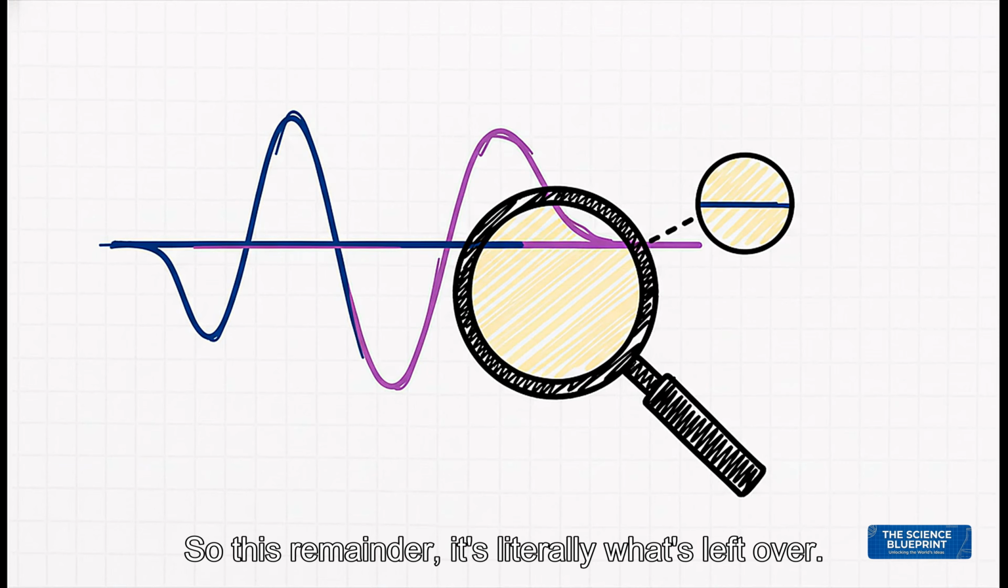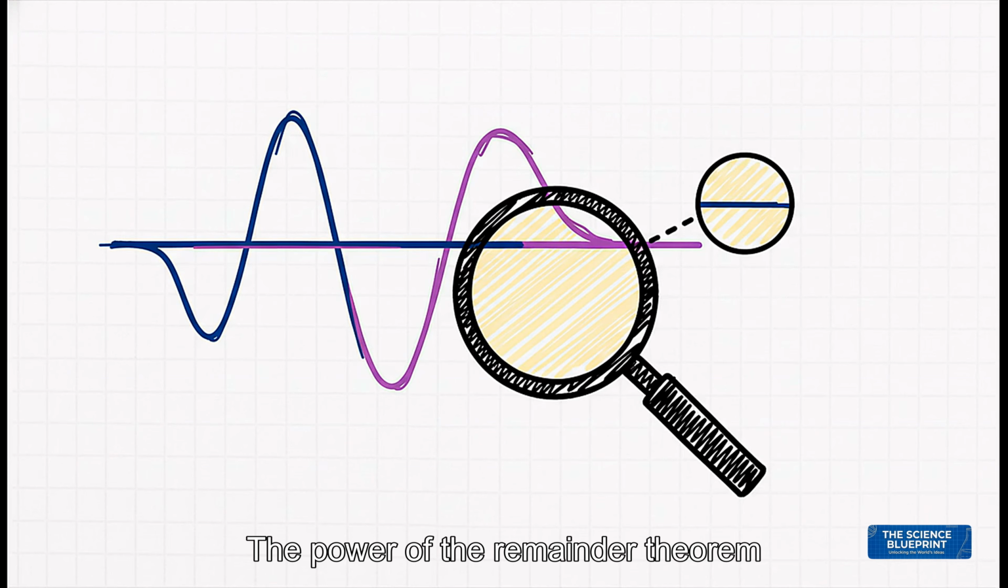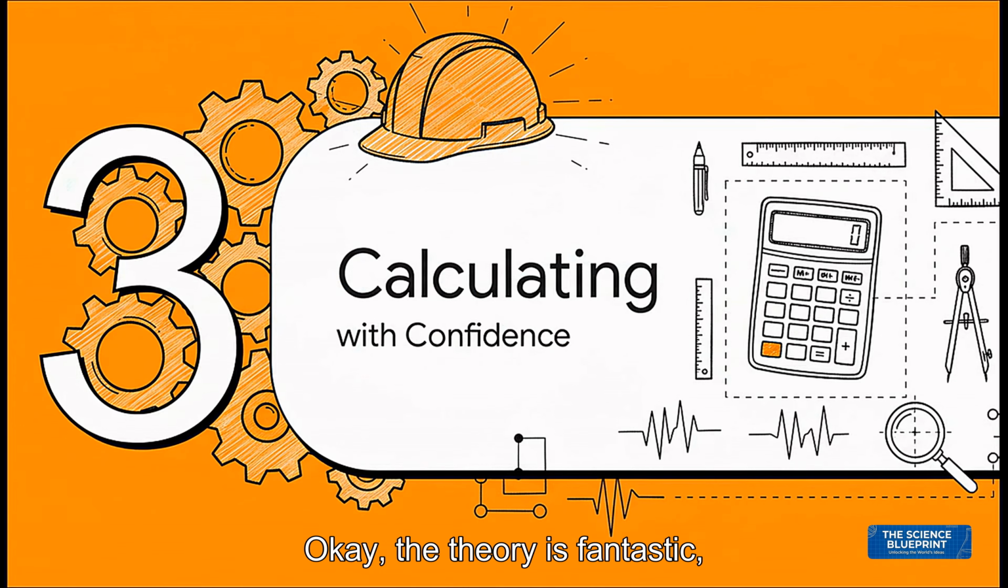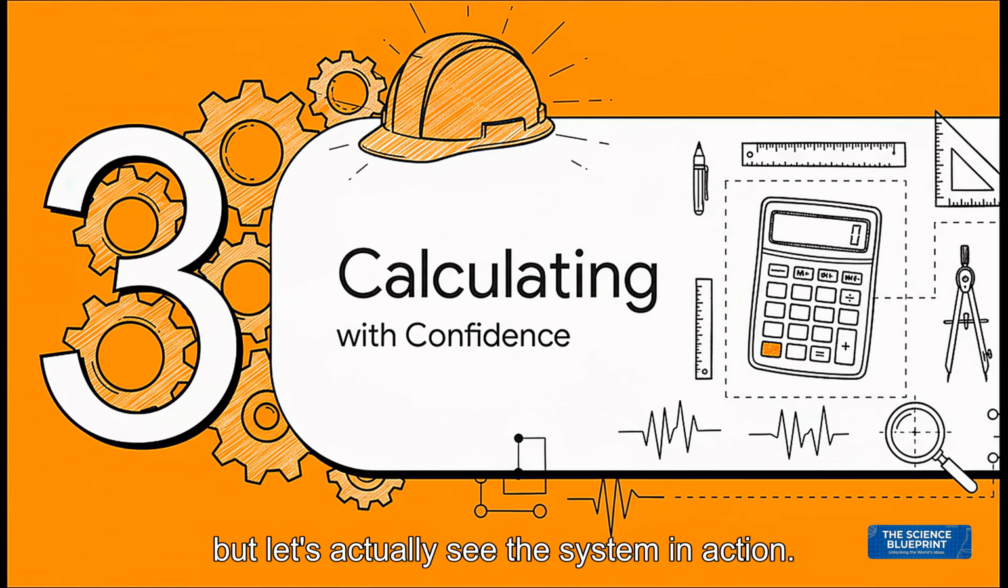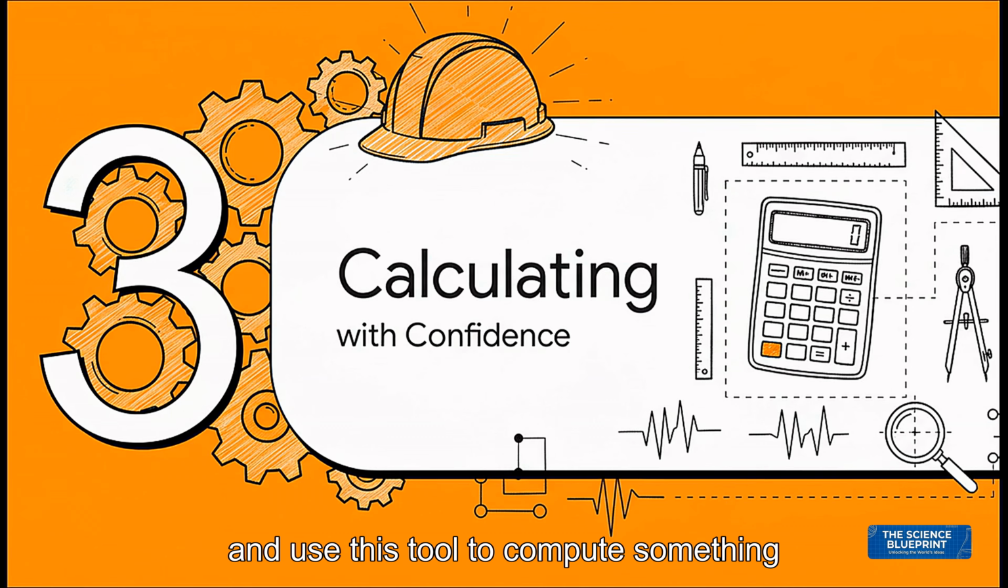So, this remainder, it's literally what's left over. It's the error, that tiny little gap between our simple polynomial and the real complicated function. The power of the remainder theorem is that it lets us calculate the absolute maximum size of that gap, so we can make absolutely sure it's smaller than any tolerance we could possibly need. Okay, the theory is fantastic, but let's actually see the system in action. Let's put on our engineering hats for a minute and use this tool to compute something with guaranteed precision.